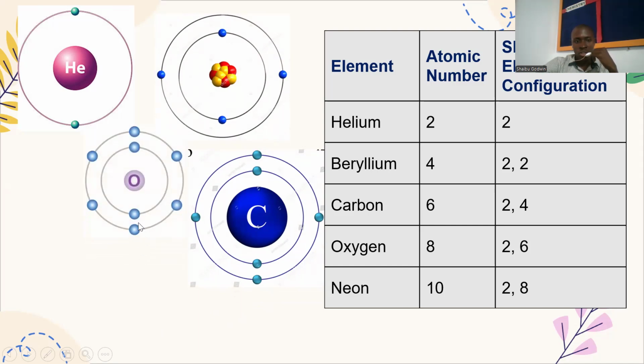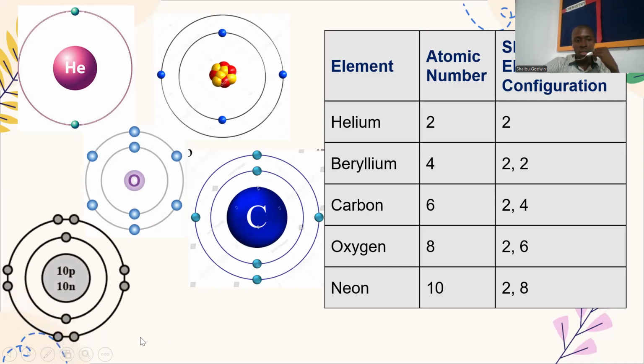This is for oxygen. Oxygen has 8 electrons in all, 2, as you can see, in the K shell and 6 in the L shell. And then the next will be neon, 2 in the K shell and 8 in the L shell. So we call these diagrams the Lewis diagram of the atom.